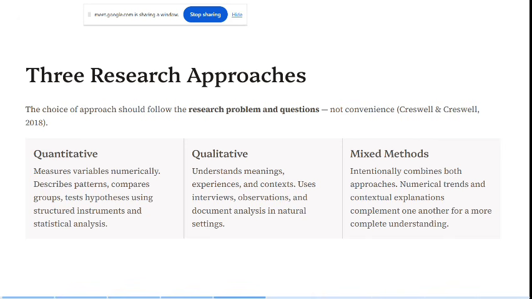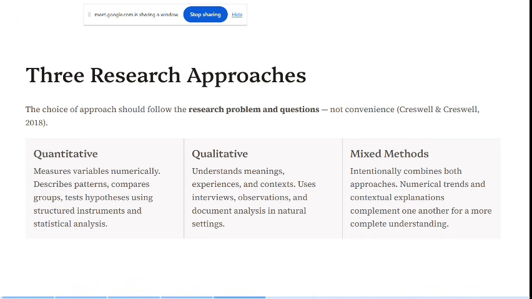So the choice of approach should follow the research problems and questions. It does not depend on your choice. It depends on the research problem and questions, okay? It depends on the type of your study, and on what you want, whether it should be narrowed to one point or more than one point.